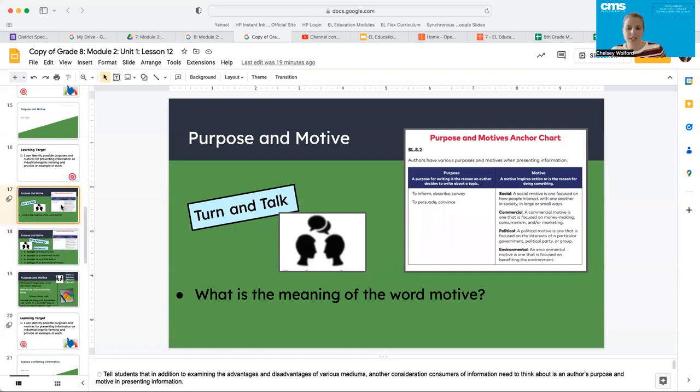So now that you've had some discussion about that, let's look at the 4 different motives on our anchor chart. A social motive is one focused on how people interact with one another in society. A commercial motive is one that is focused on money making, consumerism, and marketing. A political motive is one that is focused on the interest of a particular government, political party, or group. An environmental motive is one that is focused on benefiting the environment.